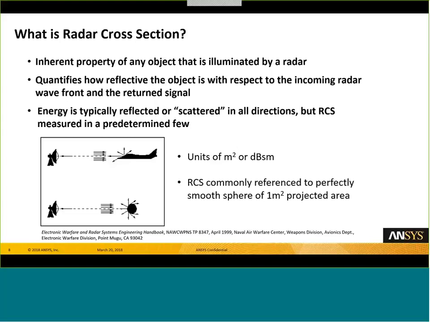It's convenient to think of radar cross-section in units of meters squared or dBsm, which is decibel square meters. Radar cross-section is commonly referenced to a perfectly smooth sphere of 1 square meter projected area. There are other ways to reference an RCS measurement as well. It's convenient to think of the equivalent sphere size that would produce the same response if it were placed instead of the true target.